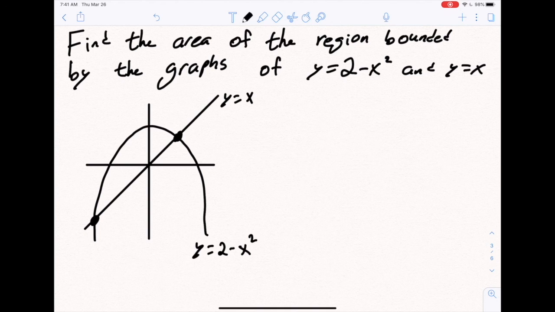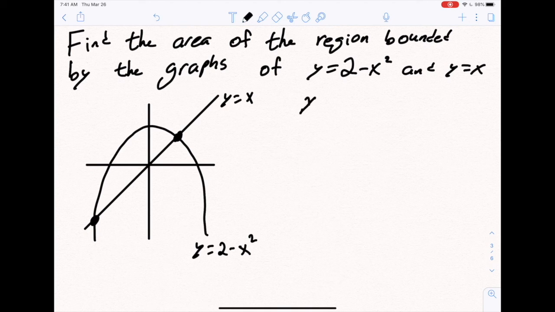For this example, we want to find the area of the region bounded by the graphs of y equals 2 minus x squared and y equals x. Here we are not given left and right endpoints like we were earlier. We have to find those endpoints, and the way we find those endpoints is we find the points of intersection. The two graphs intersect at this point here and this point here, and we can find those points by setting the functions equal to each other.